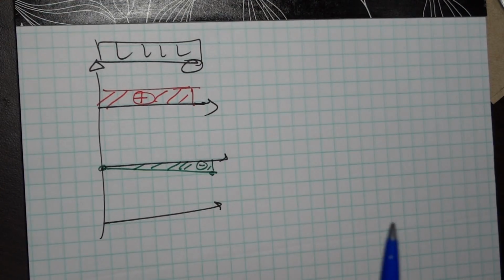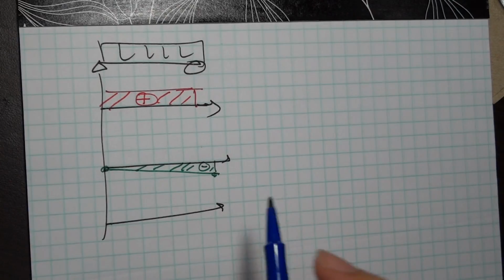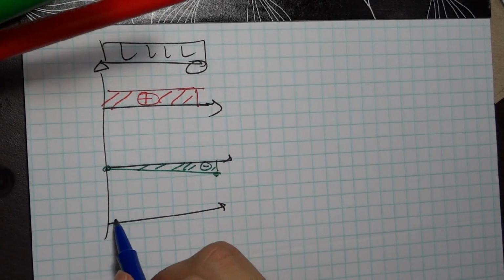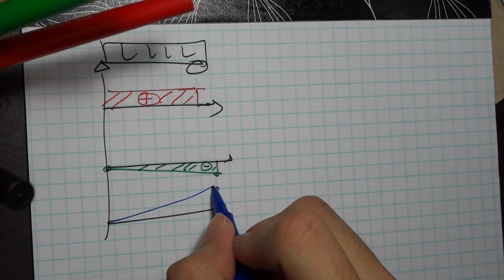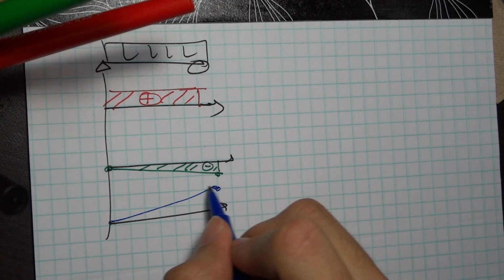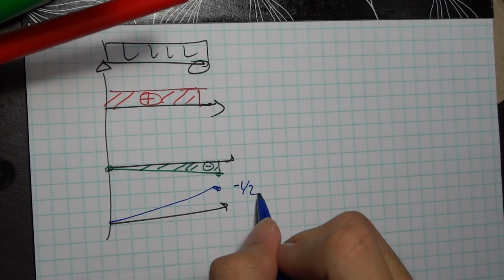And your moment is negative x squared over 2. So when you draw this, we're going to draw this positive. When you go all the way over to 1, you end up with 1/2, and I'm going to make this slightly larger than 1/2. These aren't to scale. This is minus 1/2.